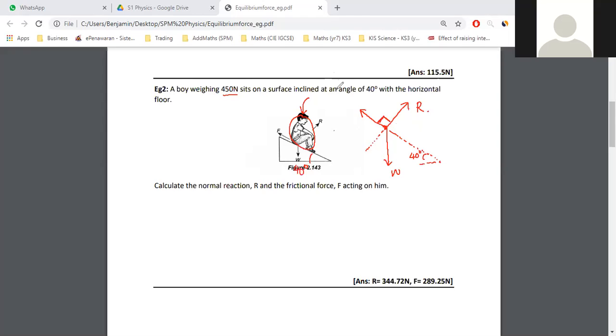Okay, can you try doing this? Can you try doing this? Try to find F and R. I will tell you the solution in 3 minutes.